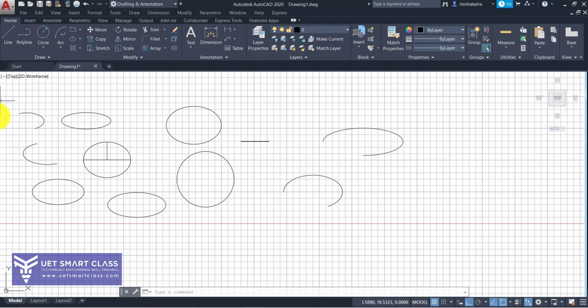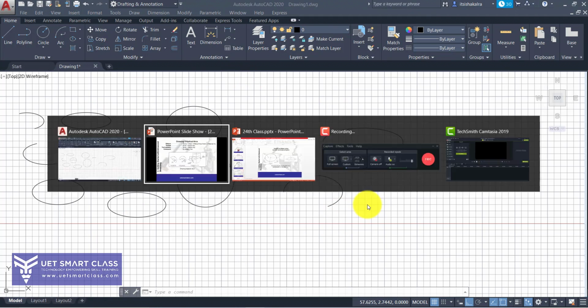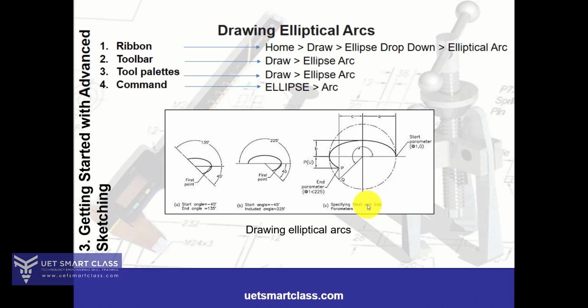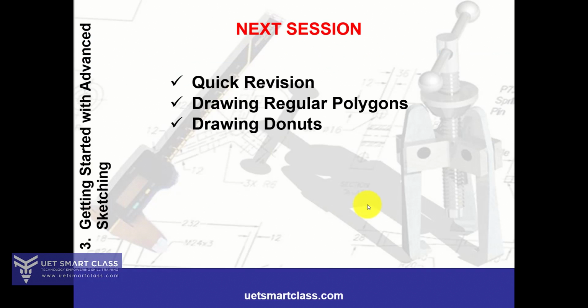Okay, so these are different ways you can draw ellipses in your AutoCAD. In the next class, we will do a quick revision. I have not given you any assignment in this session, so please practice drawing all these ellipses. We will also cover how to draw regular polygons and donuts in the next class.